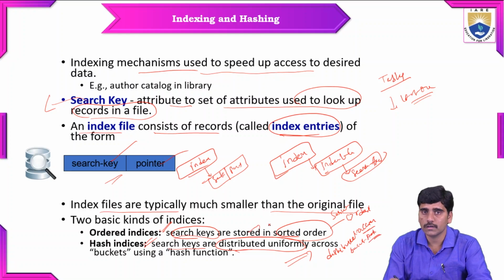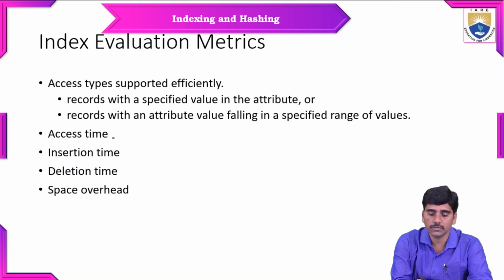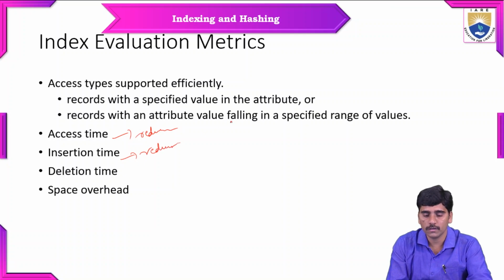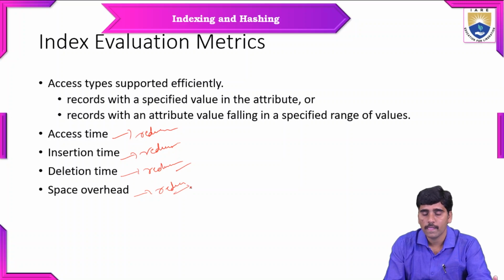So two types of indices are there: ordered indices and hash indices. What metrics are we improving using this indexing mechanism? We reduce the access time. We reduce the insertion time also. We reduce the deletion time also. And we reduce the space overhead also, the space that is taken by the database. For all of these, we can use the indexing mechanism.